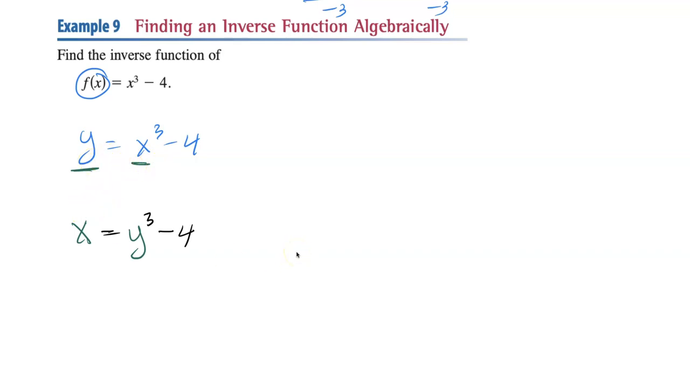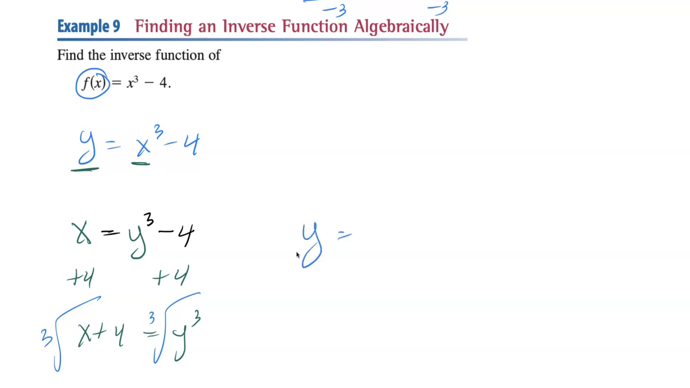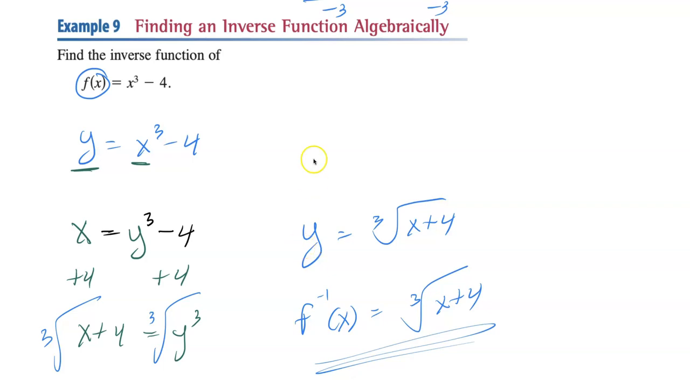So we're going to add 4 to both sides. x plus 4 equals y cubed. Take the cube root. And we get y is equal to the cube root of x plus 4. Finally, I'm going to switch this with f inverse. And we're done. That's how you find the inverse algebraically.